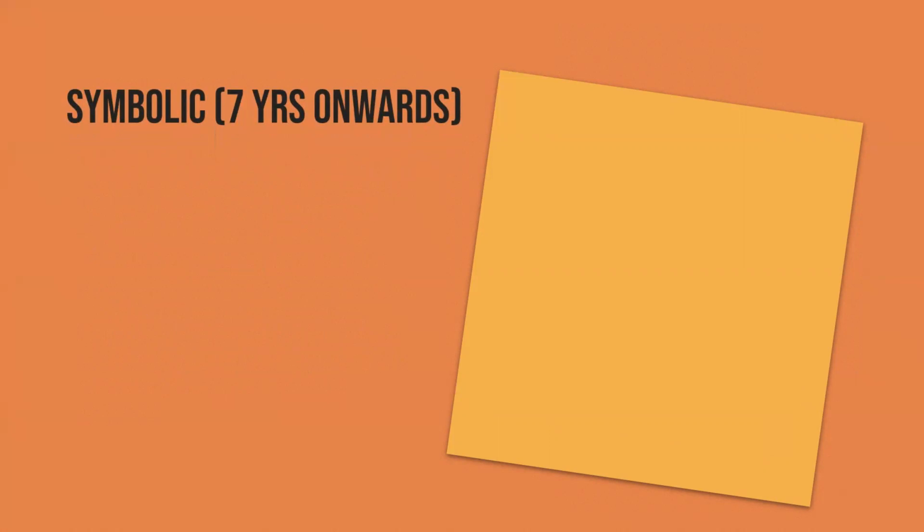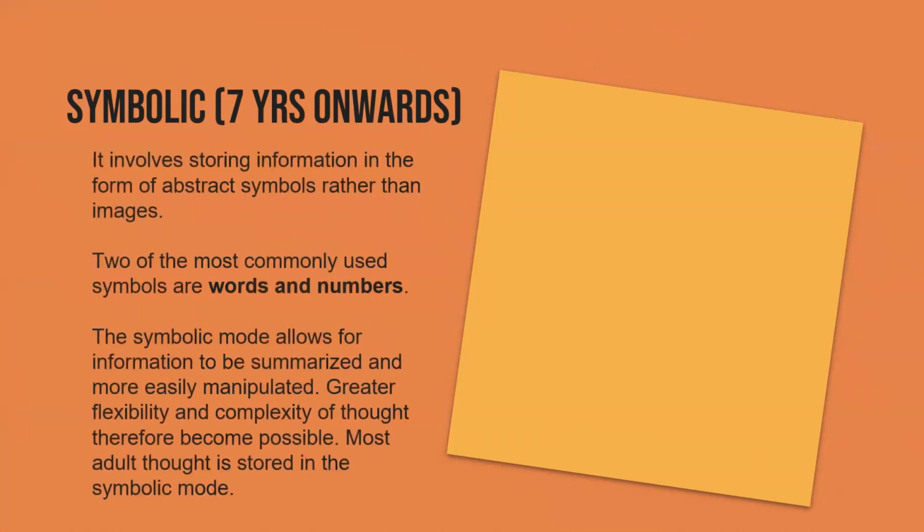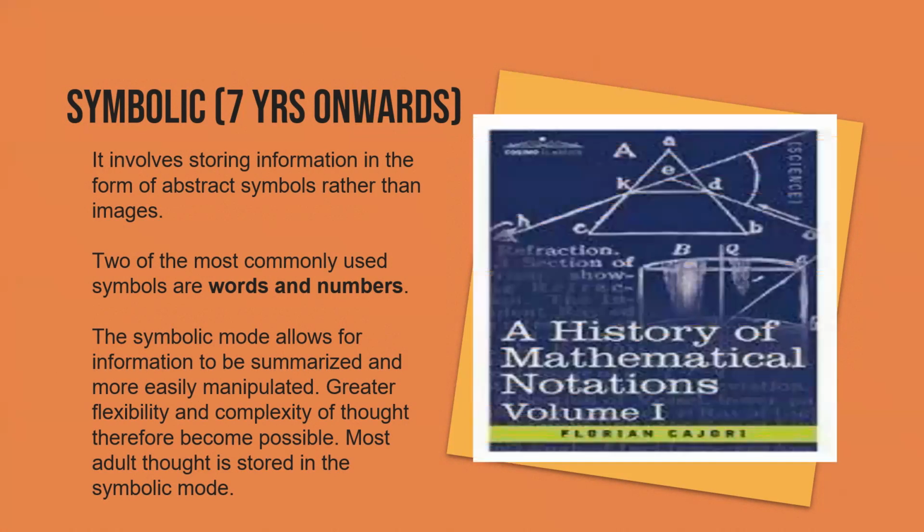So the third mode of representation we have here is symbolic, from 7 years onwards. It involves storing information in the form of abstract symbols rather than images. Two of the most commonly used are words, alphabet, language, and numbers. The symbolic mode allows for information to be summarized and more easily manipulated. So the most common here are math and language for symbolic representation.